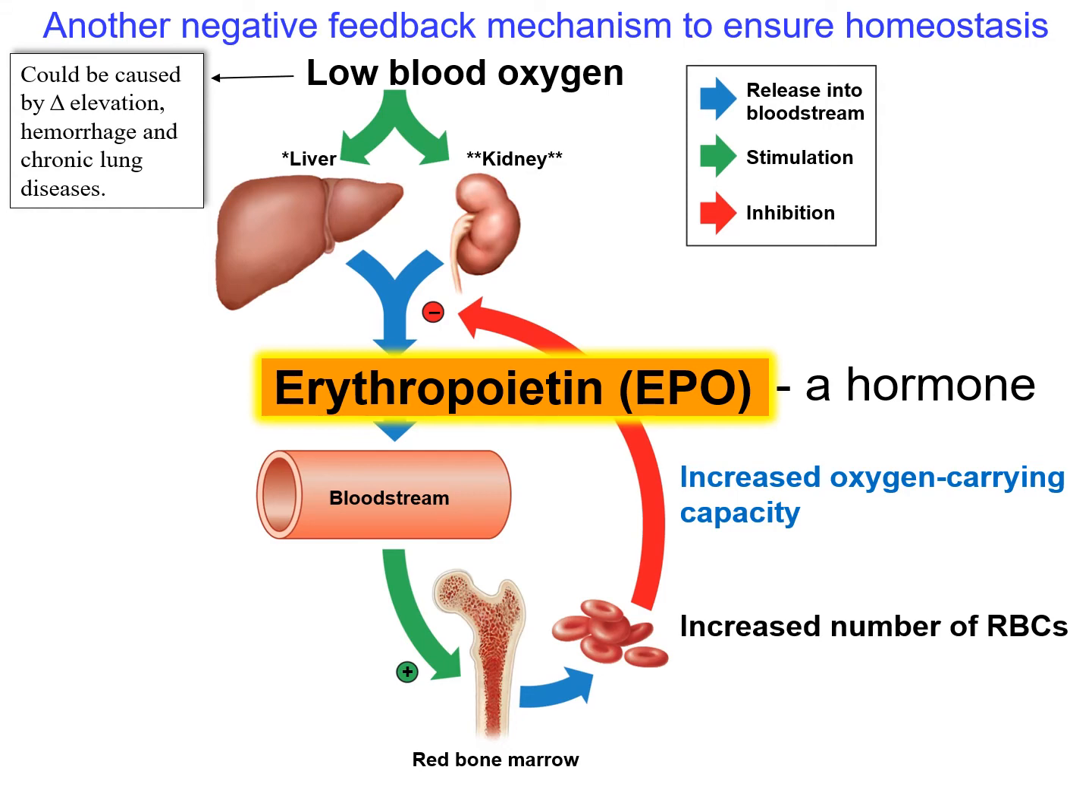That in turn increases the oxygen carrying capacity of the body. And as that number of red cells goes up and as that capacity increases, this results in a reduction in the production of erythropoietin by these two organs. It's classic negative feedback. So make sure you check this out. Very important to understand.